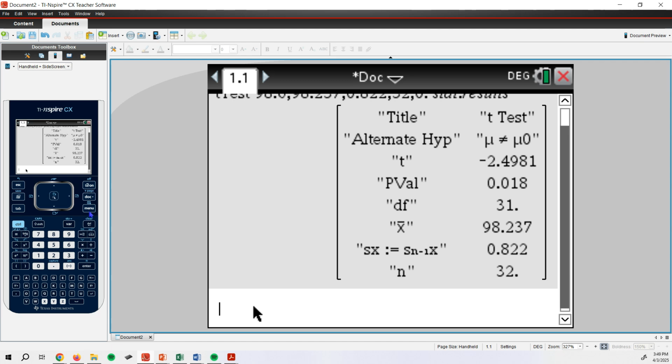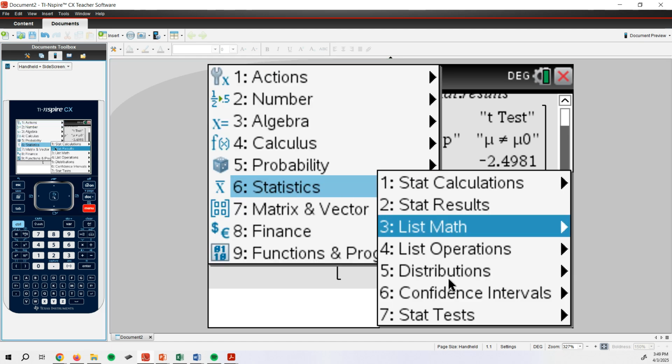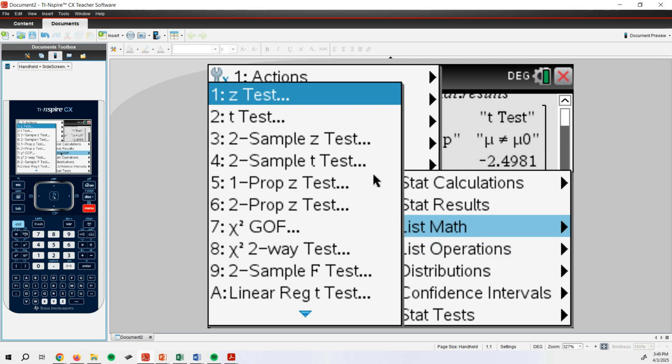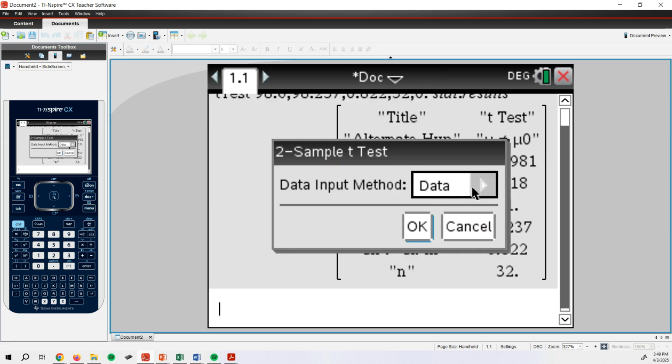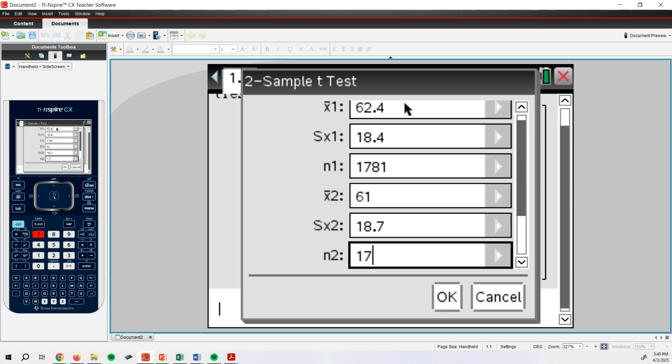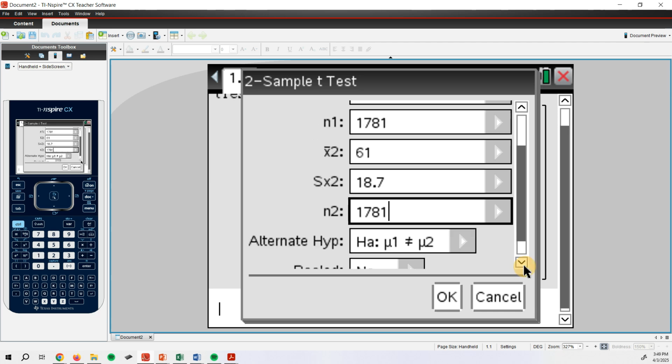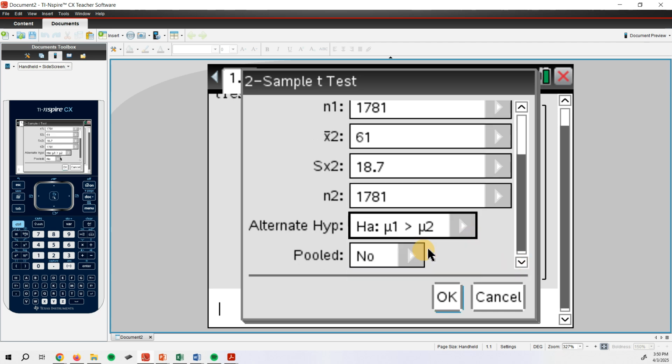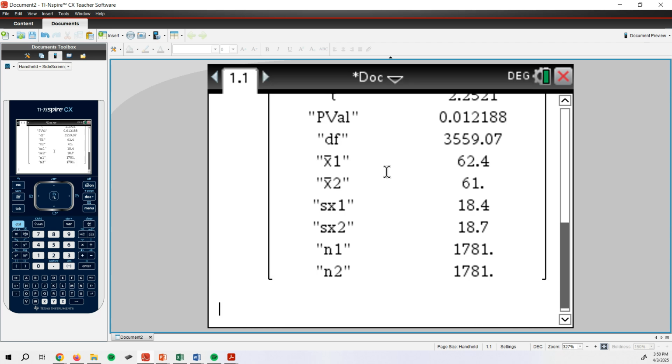So, menu, statistics, stat tests, we're going to do 2-sample t-test. Stats. X bar 1 was 62.4 and 18.4 with a sample size of 1781. X bar 2 was 61, 18.7, also 1781. And we were saying mu1 greater than mu2, and pooled we don't mess with. Hit OK.